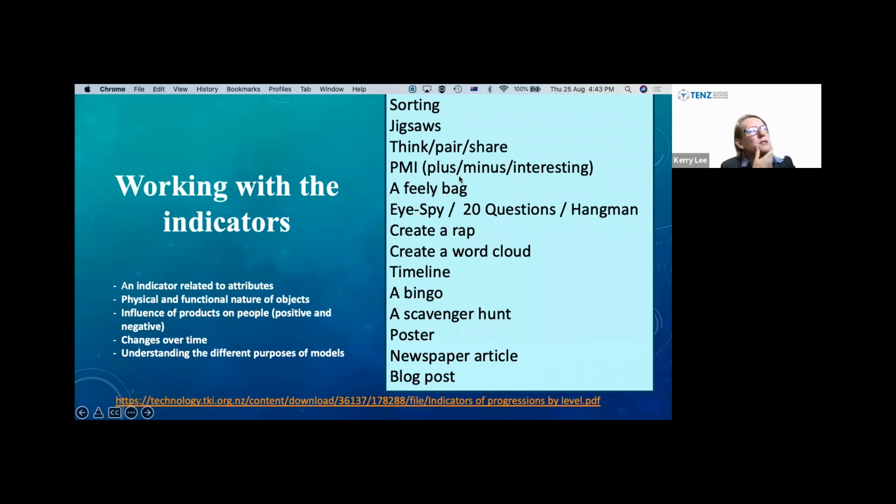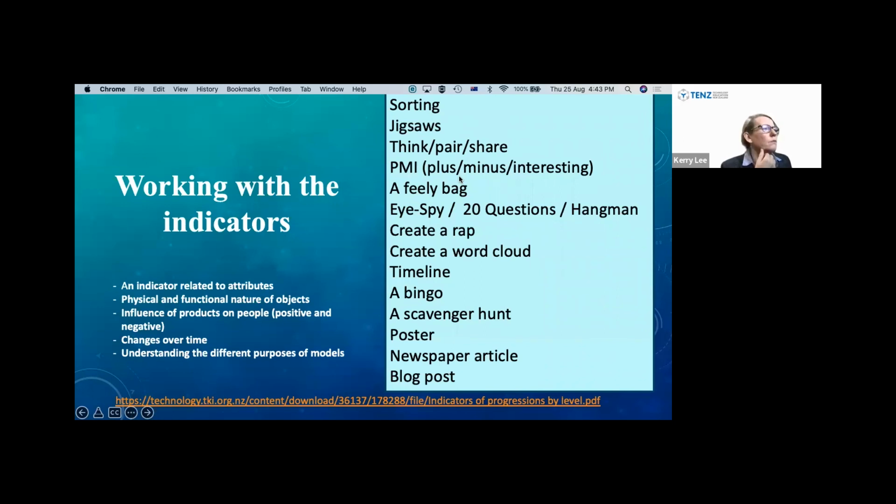What other activities could you do to get them thinking about how things have changed over time? And they can work together to make some kind of newspaper article. Good. Also poster. Yeah. Poster, yeah. Some kind of literacy outcome where they have summarized something.